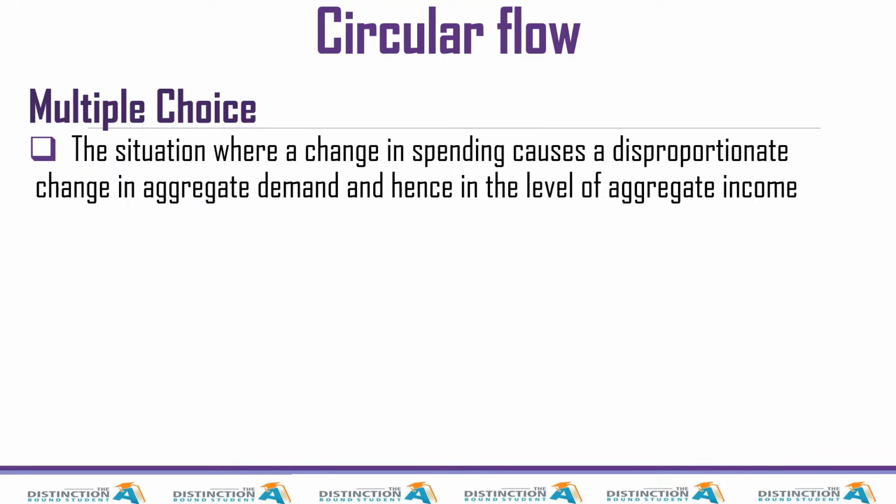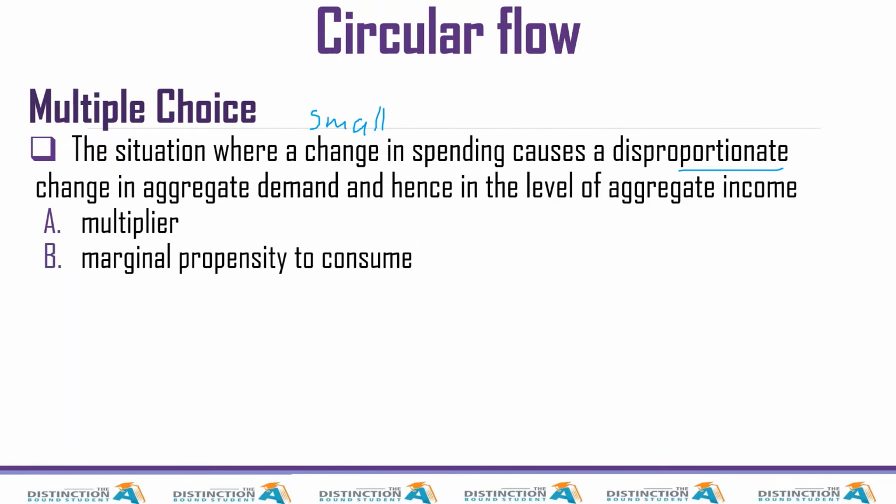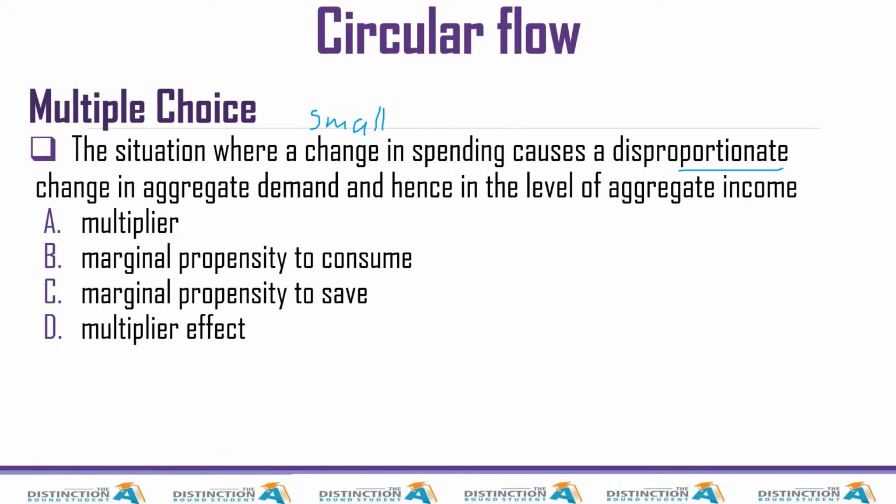The situation where a small change in spending, and this is the one that I always say, you've heard this 1,000 times, causes a disproportionate change in aggregate demand and hence in the level of aggregate income. Is it the multiplier? Is it the marginal propensity to consume? Is it the marginal propensity to save? Is it the multiplier effect? Come on, these two are out. Any one of these two. Which one do we go for? Obviously, go for this one.